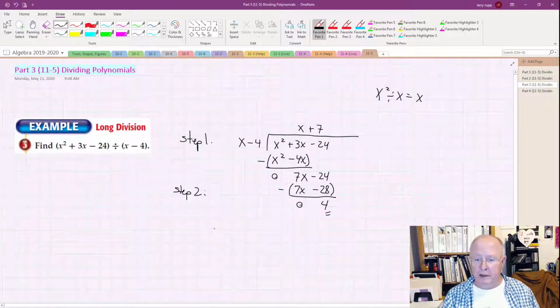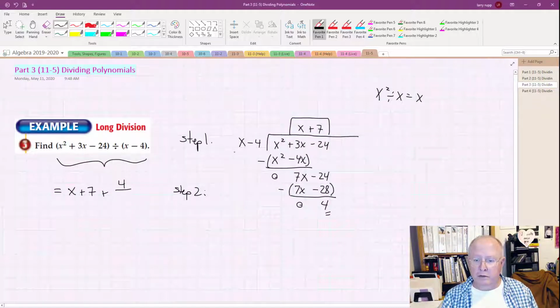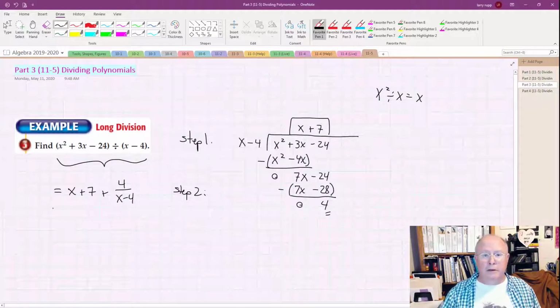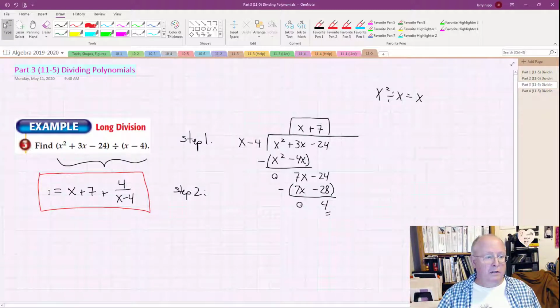Therefore, our problem up here is equal to our answer here, x plus 7 plus 4 over the divisor. Okay? That's the answer. Long division form. x plus 7 plus 4 over the quantity x minus 4.